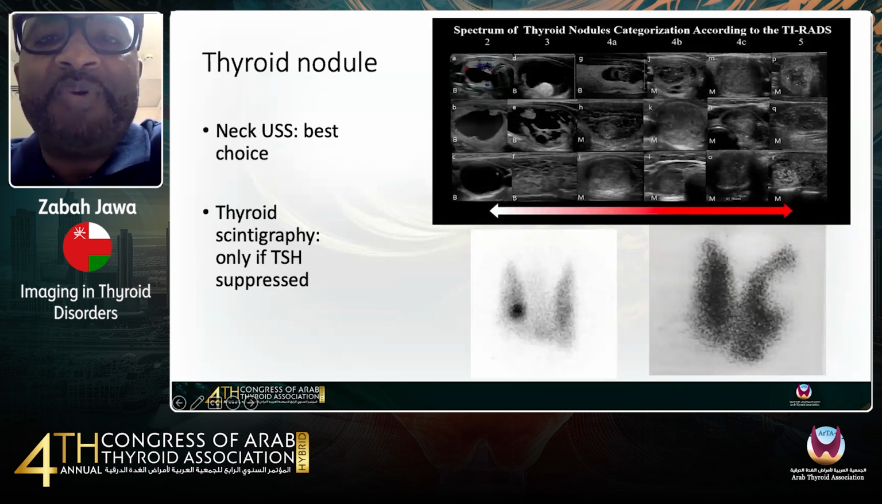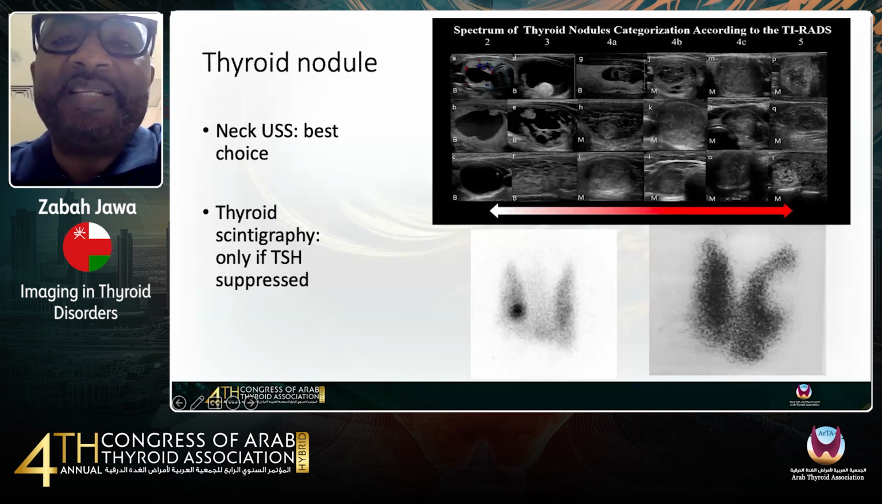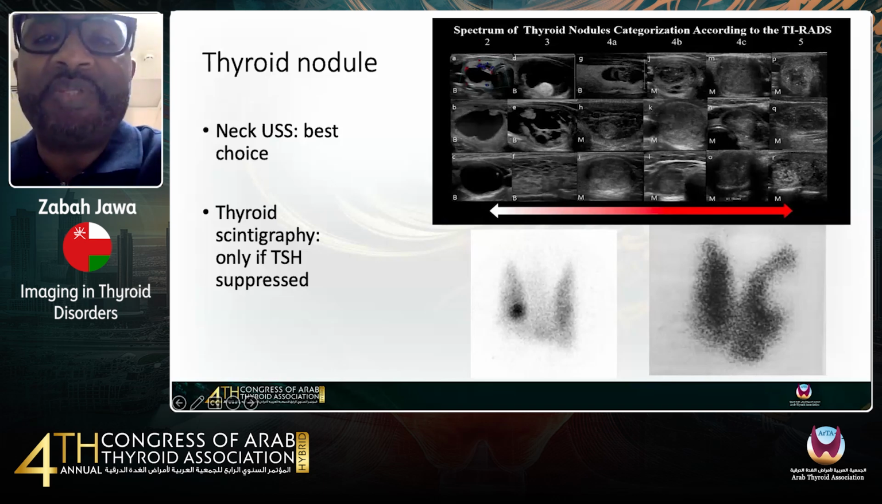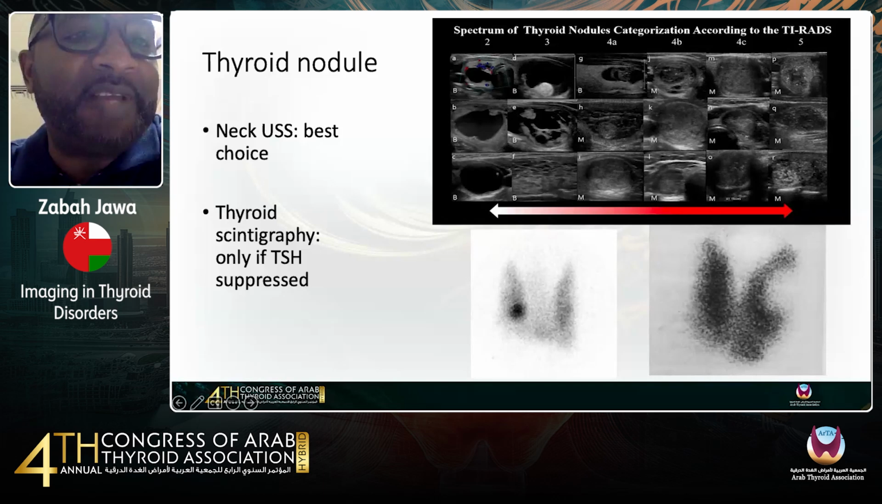There are different algorithms that are used to characterize thyroid nodules, but the most common one that is used is the TI-RADS. And this system tries to classify these nodules as whether they are benign or malignant, depending on certain clinical characteristics and features on ultrasound. I won't go into detail of that.